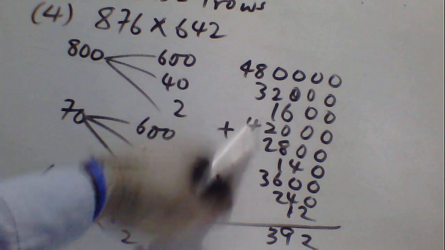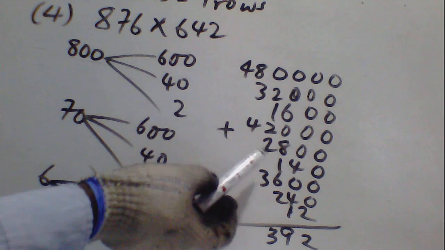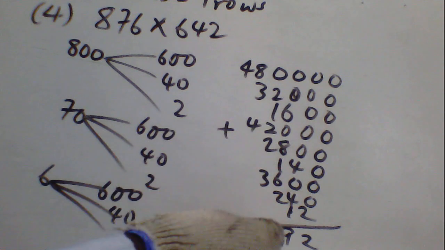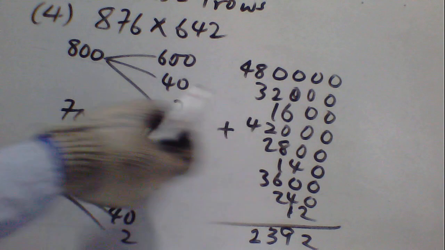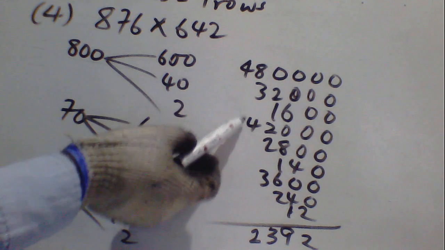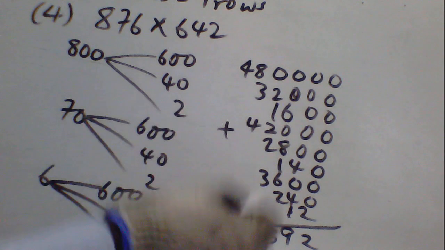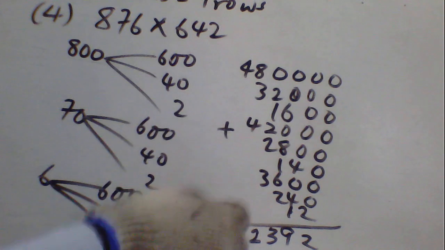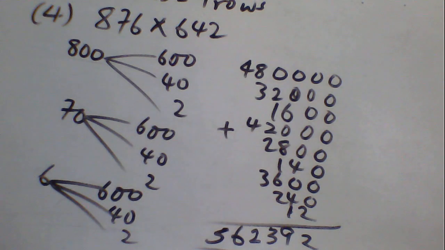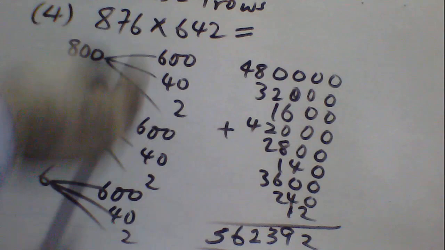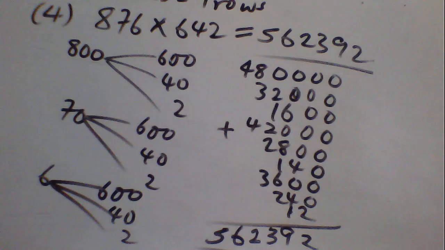1, 2, 3. Plus that 2, giving us 8. Plus 4, 12. You write 2, carry 1. Here we have 12 plus 4 will give us 16. Carry 1. Add it to 4. That gives us 5. So in this case, you have the multiplication of 876 times 642 is the same as 562,392. And that is the result.